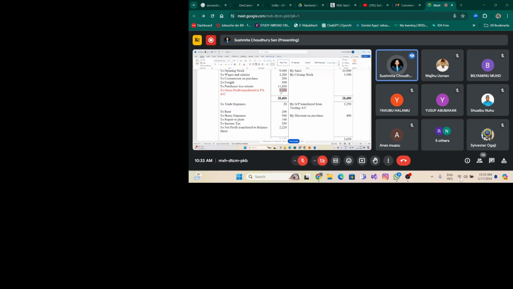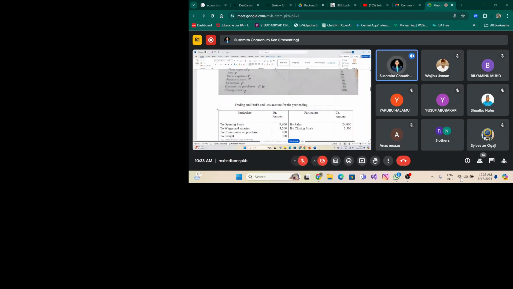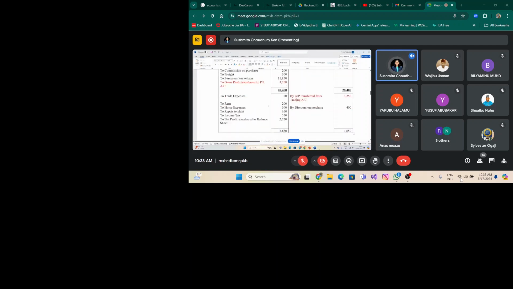So again, the balance is vice versa. Here you can see I have written the gross profit which I have received in the trading account. So in the left hand side, the closing balance. This section is the profit and loss account. I have already written the title here, so again you don't need to write the title. You have received the gross profit, and again you need to note down all the expenditures.